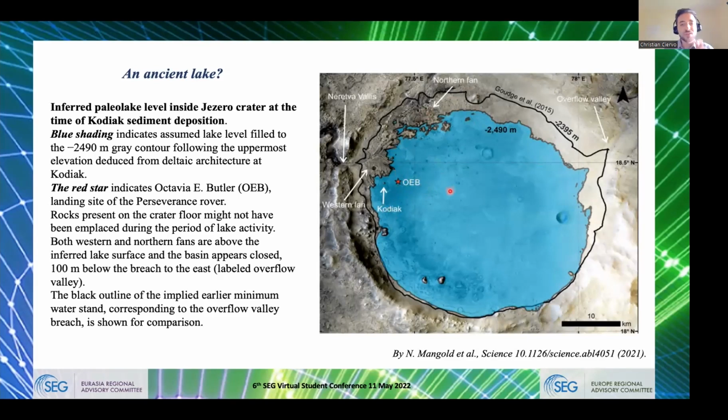The rocks present on the crater floor might not have been in place during the period of lake activity. So both fans are above the inferred lake levels and surface, and the black line implies the minimum water stand. So we can affirm that yes, it was an ancient lake. So currently it's a paleolake over there.